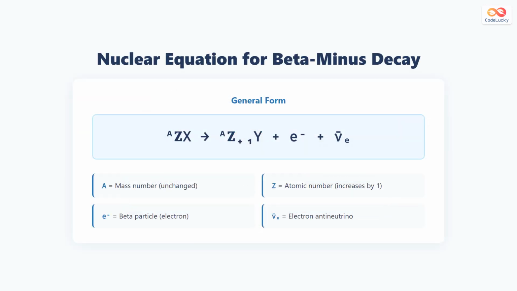The nuclear equation for beta-minus decay follows a specific pattern. We write it as subscript Z, superscript A, X transforms into subscript Z plus 1, superscript A, Y plus e minus plus ν bar subscript e. Let's break down what each symbol means. A represents the mass number, which remains unchanged during the decay. Z is the atomic number, which increases by 1 because we're converting a neutron into a proton. X is the parent nucleus, Y is the daughter nucleus. e minus is the beta particle or electron, and ν bar subscript e is the electron antineutrino. Notice how the mass number stays the same, but the element changes because the atomic number increases.